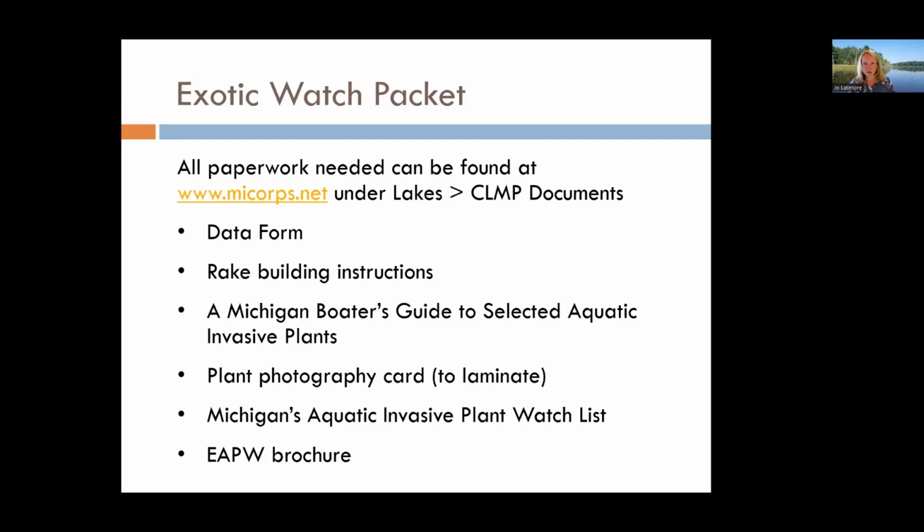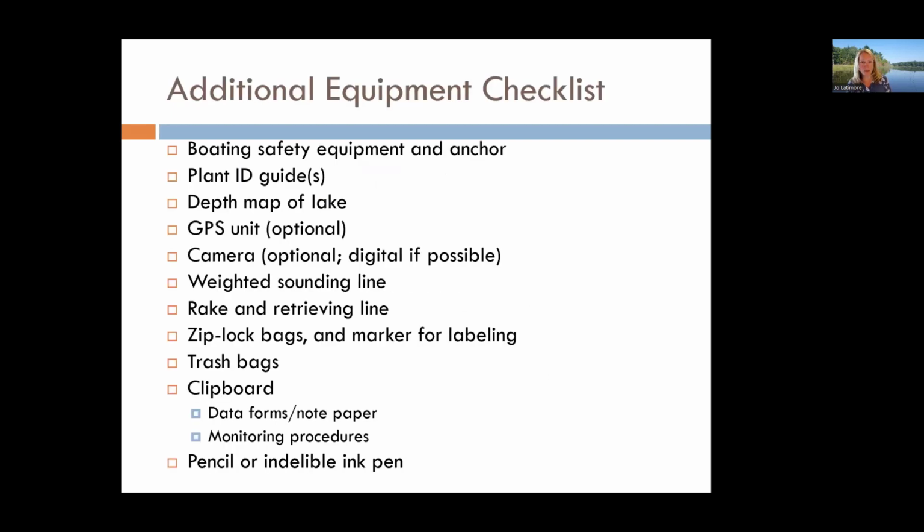There's a plant photography card that you can print out and laminate yourself to make it waterproof, so you can put wet plants right on it. We can also provide those to you. They'll get sent in packets to some of the volunteers, along with a copy of that plant watch list that Eric just showed you of the plants that are not established in Michigan yet, and a brochure about the Exotic Aquatic Plant Watch. So that's all materials that you will receive from us or can download and print from our website.